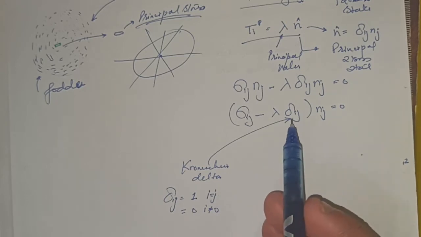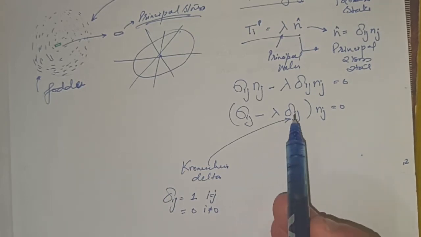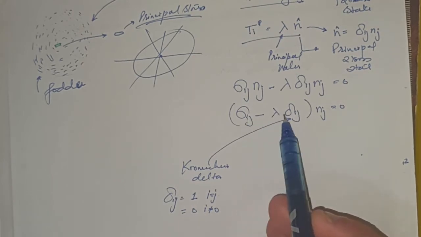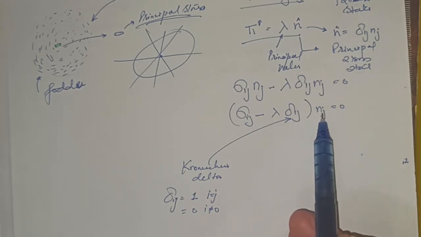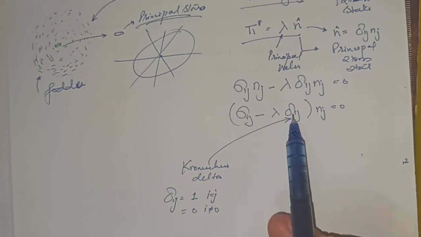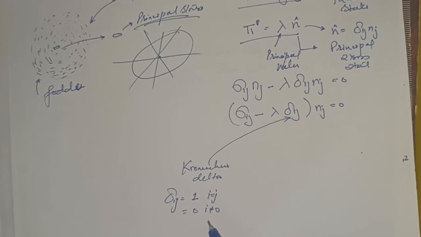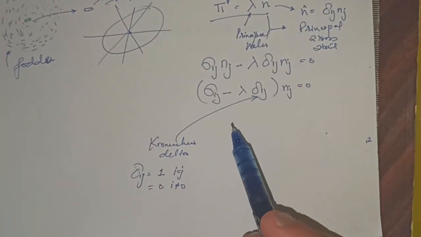Why is delta ij put here? It has been put here so that the difference between the stress and this lambda is taken only from the normal values and not from the shear values, because when nj operates on the delta ij, it is 1 for the normal stresses and 0 for the shear stresses. We'll be seeing this more later.